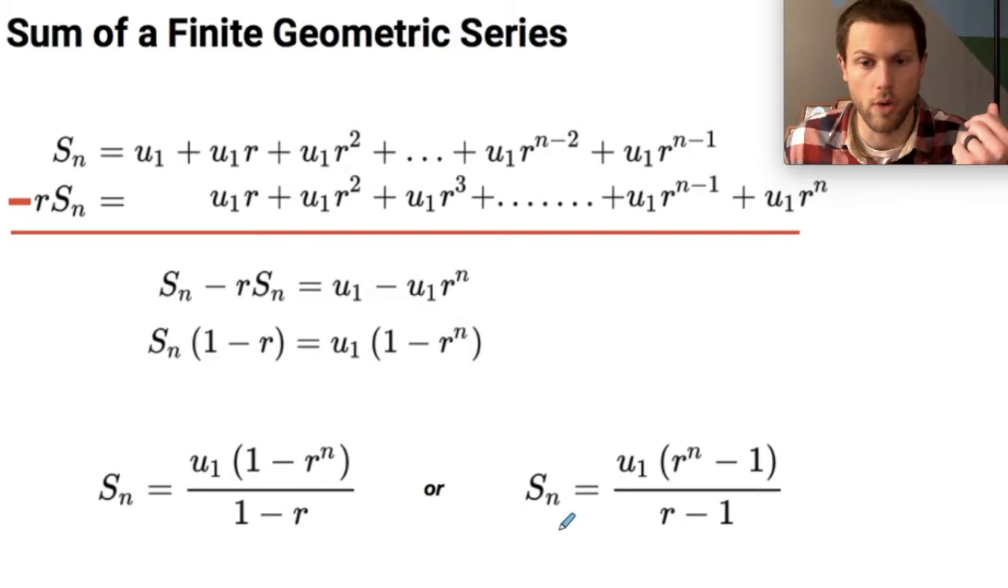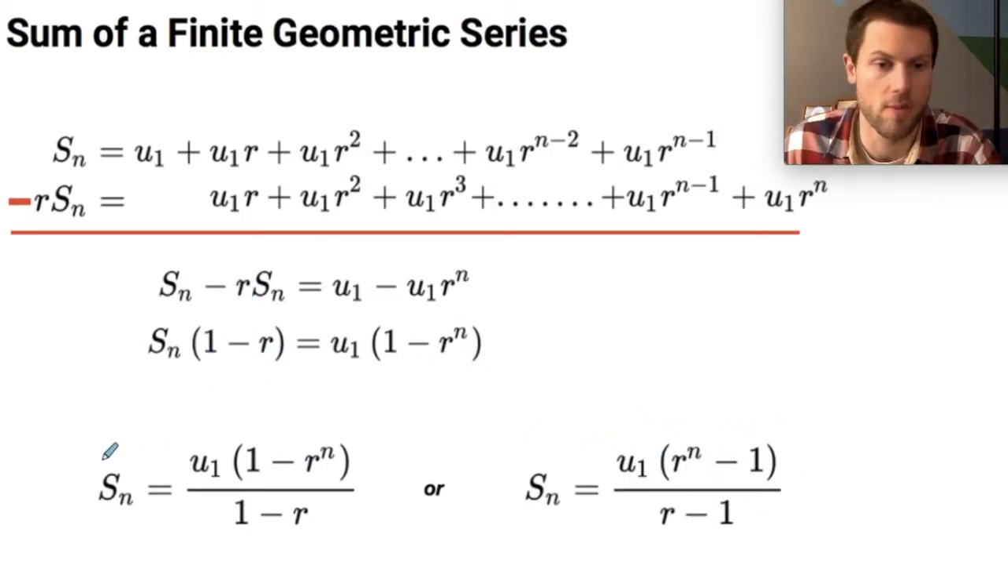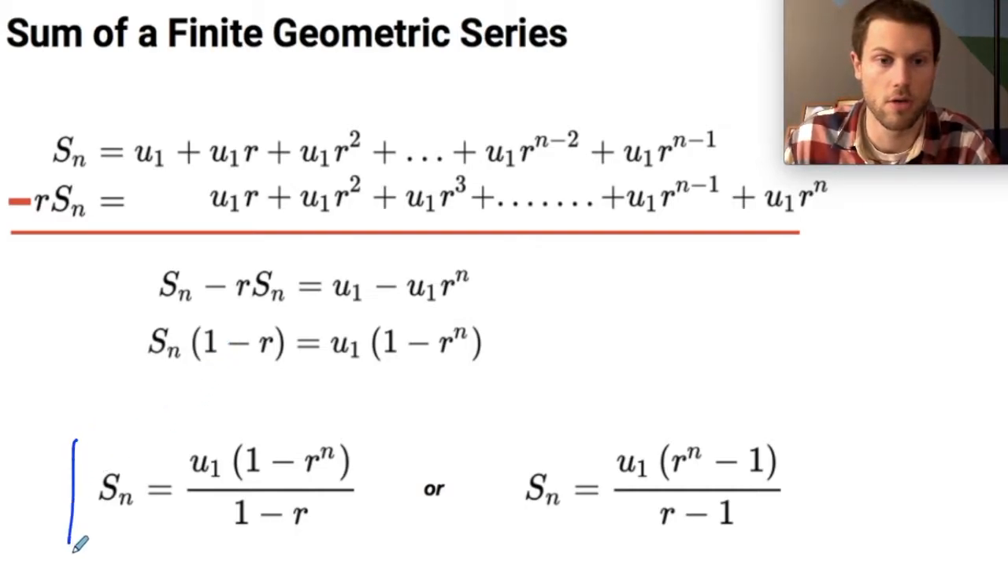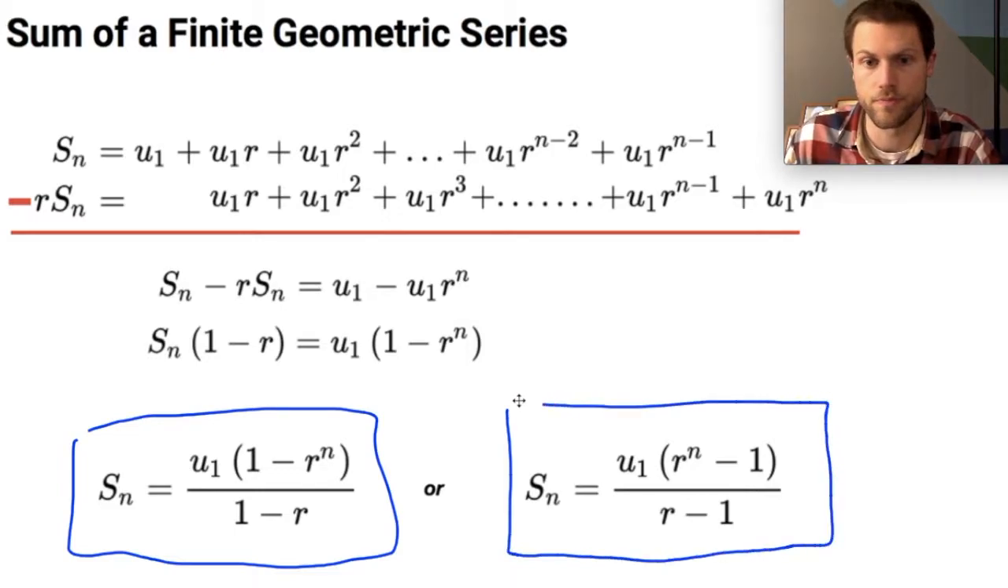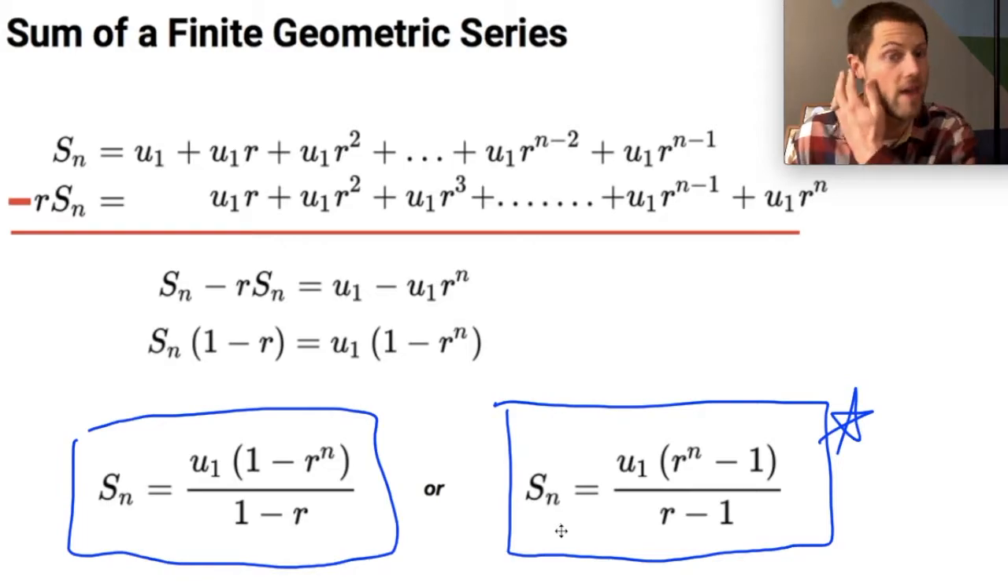You might also see the equation written like this, and this really is the same thing. If I just multiply top and bottom by negative 1, I get this same exact equation. So it really depends on preference when you'd want to use which. These are the two important formulas that are identical, and they find the sum of some geometric series for some n number of terms.